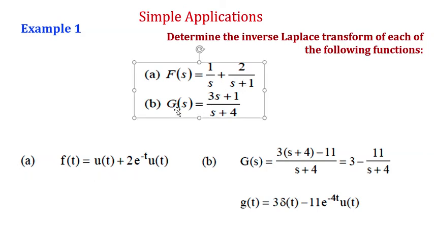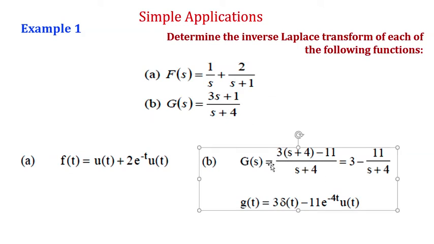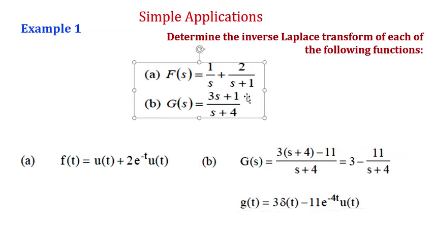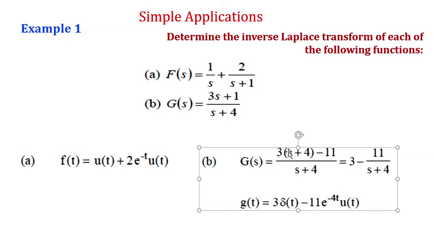Let's look at this example. G of s is 3 s plus 1 over s plus 4. This one, we can go one step to simplify it. I can write it like this: 3 times s plus 4 minus 11 over s plus 4. Right? It's like you have added 11 and deducted 11 to the numerator here. So it becomes like this. Then 3 times s plus 4 over s plus 4, you can simplify it and write it just 3, minus 11 over s plus 4.